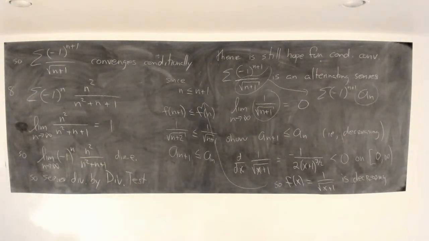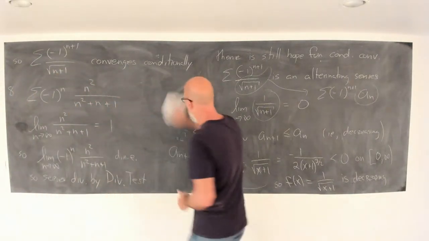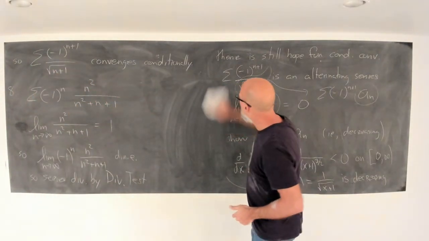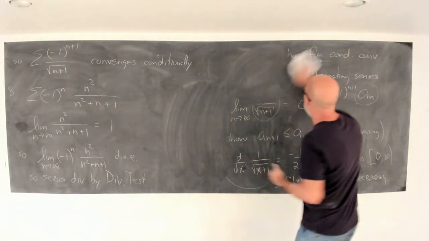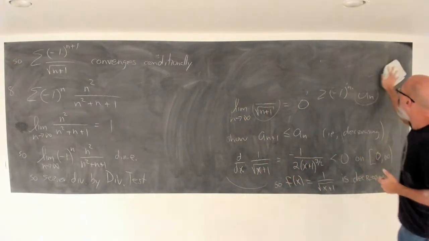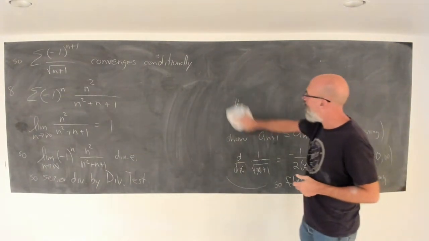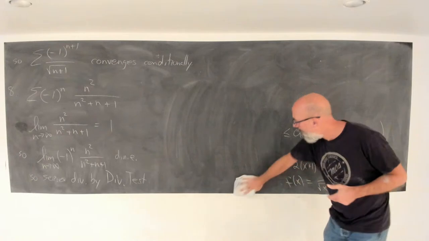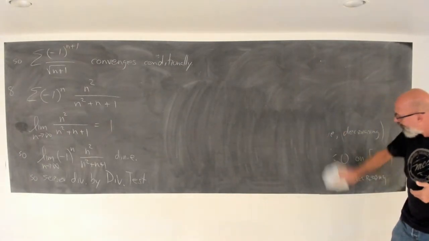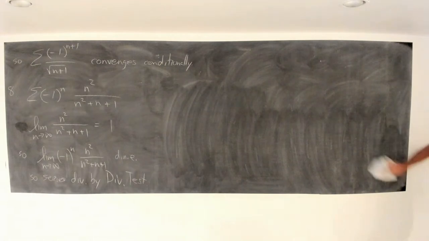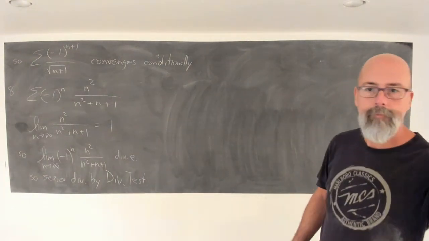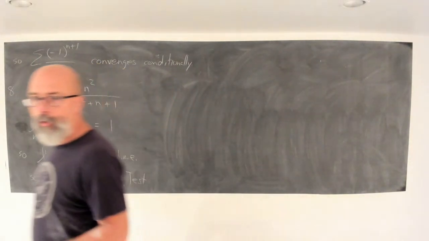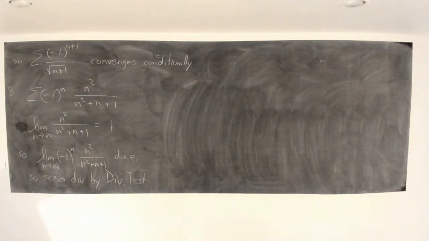Absolutely. The divergence test is always in play, right? It always applies. The divergence test does not just apply to a series of positive terms. It's always there. If the limit is not zero, that's it. So in this case, we don't have to check for conditional convergence. There's absolutely no hope. This stuff doesn't go to zero, that's it.